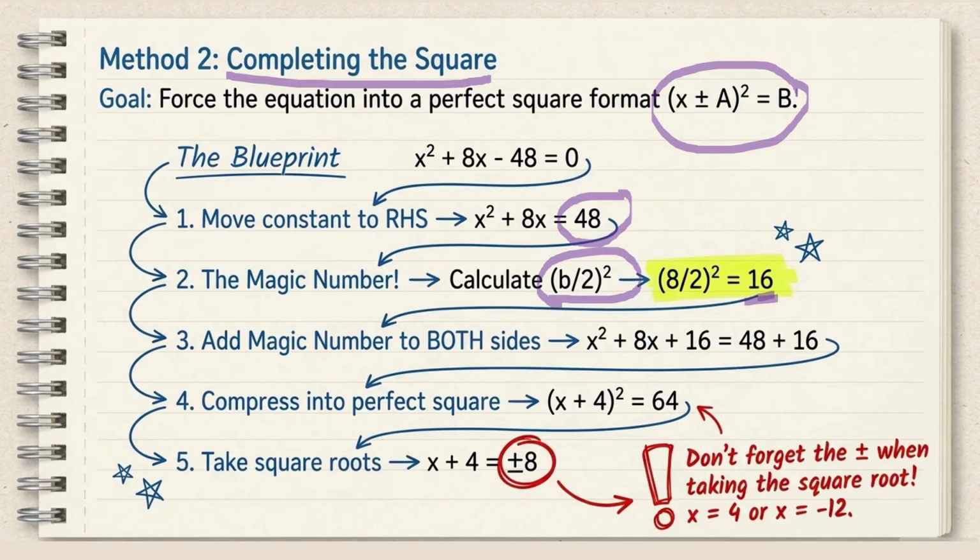Add the magic number to both sides, x squared plus 8x plus 16 is equal to 48 plus 16. Compress into perfect square, x plus 4, squared, is equal to 64. Take square roots, x plus 4 is equal to plus or minus 8. Don't forget the plus or minus when taking the square root. x is equal to 4 or x is equal to minus 12.